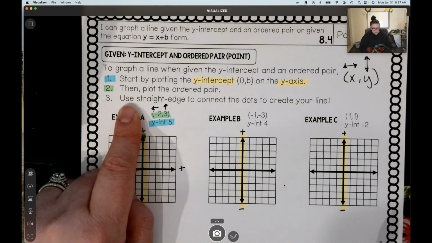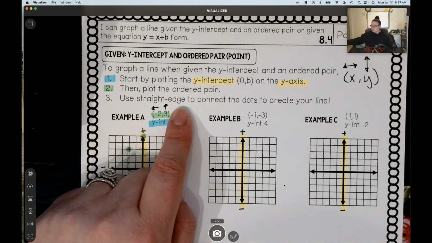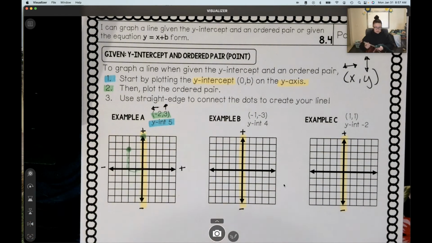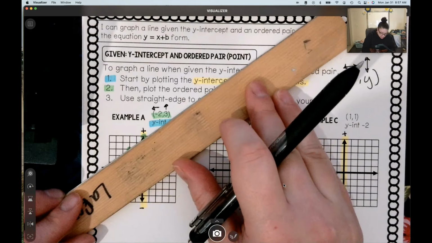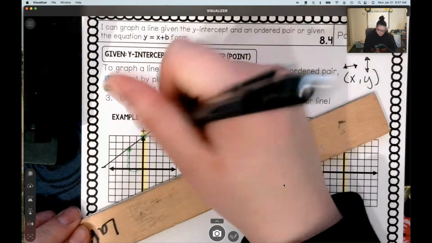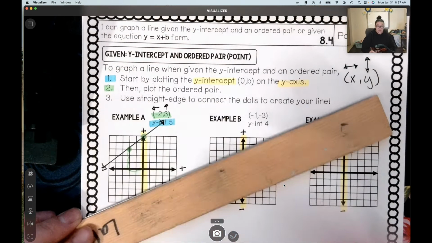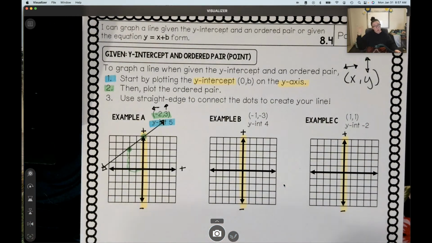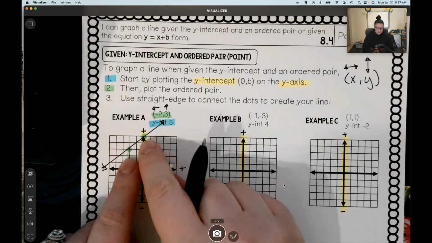Once we have our 2 dots, we want to use a straight edge or a ruler to connect the dots to create your line. So I'm just going to take my ruler, connect my dots, and draw some arrows on my line. Voila! Doesn't have to be perfect. The biggest thing is putting those dots on there.